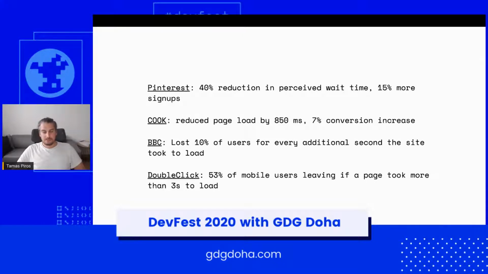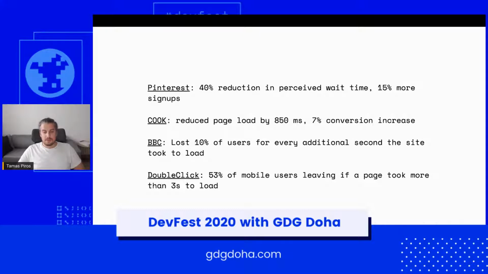I did in fact collect a few stats for you. This is from Google on one of their pages. I think I have the link in the speaker notes. So there are these 4 companies. So Pinterest, I'm sure you have heard of. Cook, this is the travel agent. BBC would be the British broadcasting company in the UK, and then DoubleClick is an advertising company.